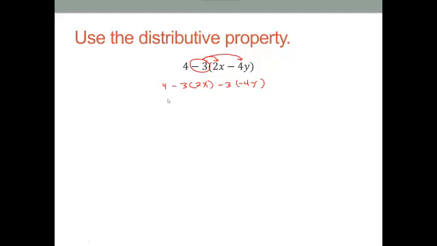So negative 3 times 2x is negative 6x. Negative 3 times negative 4y is negative times negative again. So that makes a positive 12y. Again, no like terms. So we would stop there.